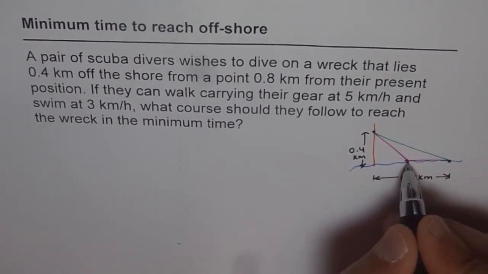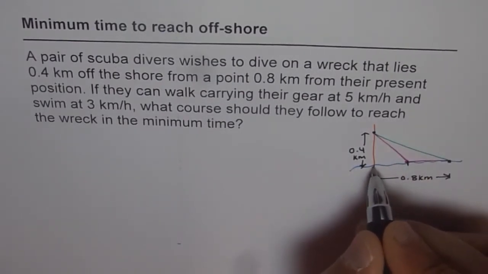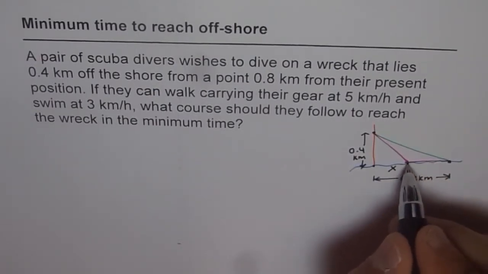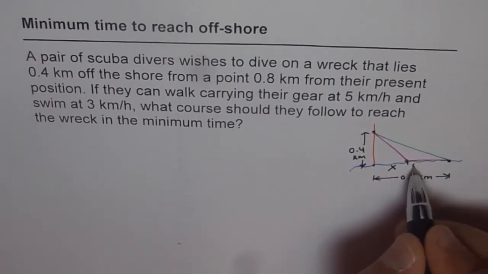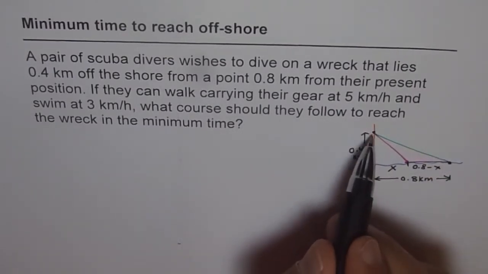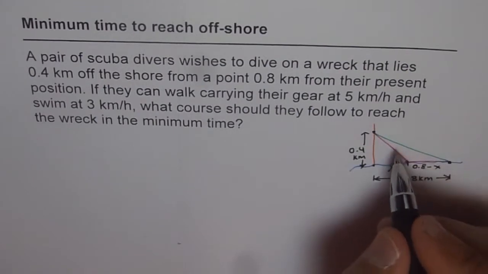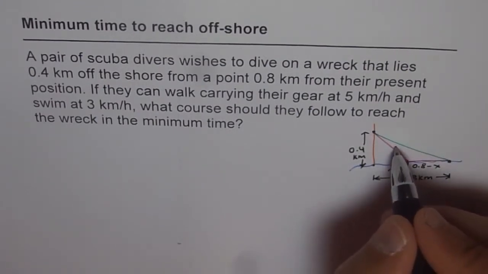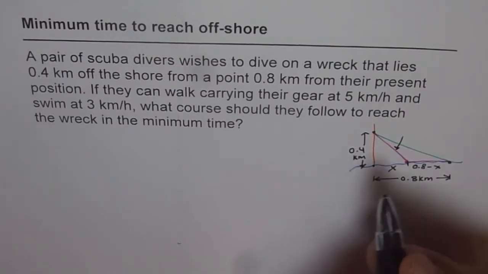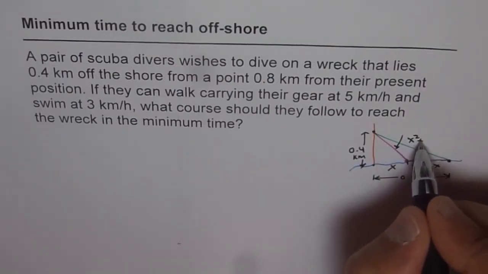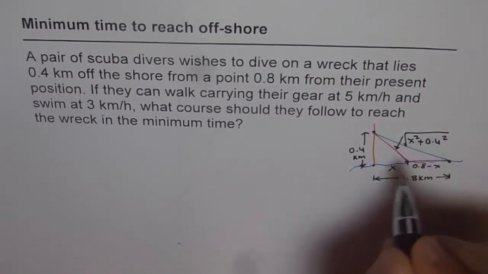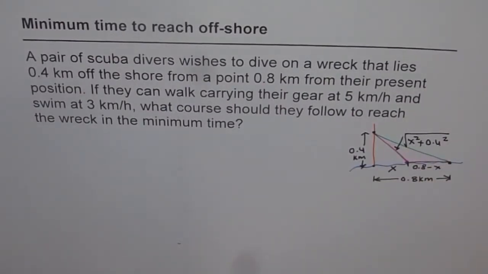Let us say that is the critical point and its distance from here is x. In that case, the walking distance will be 0.8 minus x, correct? And the swimming distance will be this part. How much will that be? That we can find with the Pythagorean theorem, which will be the square root of x squared plus 0.4 squared. So this is going to be the swimming distance.